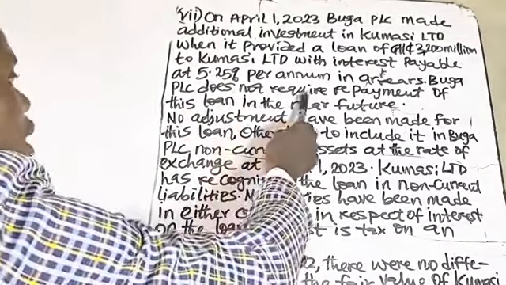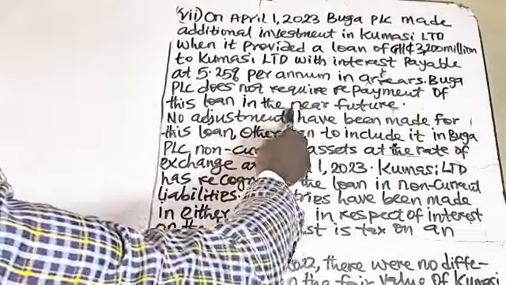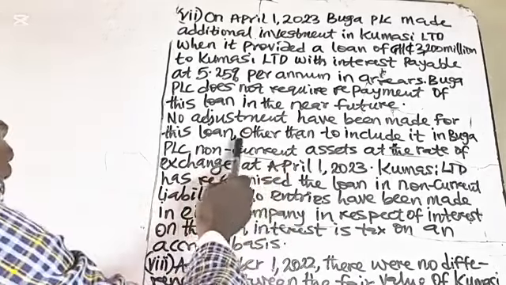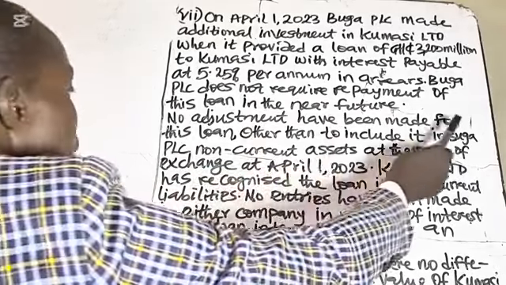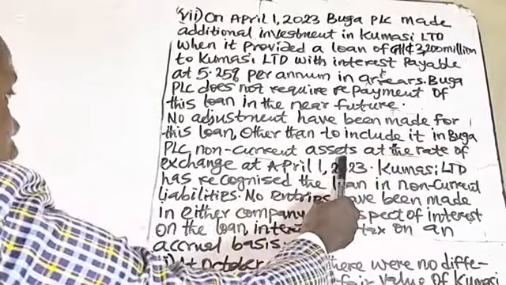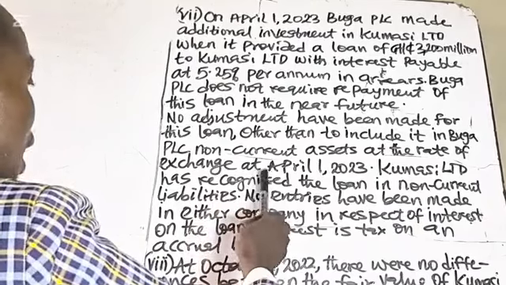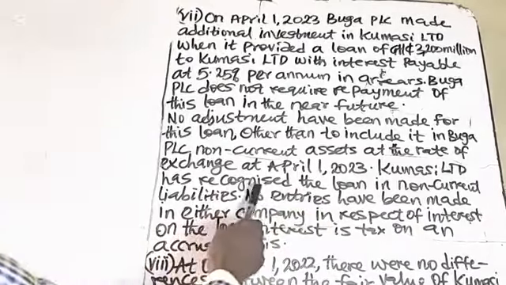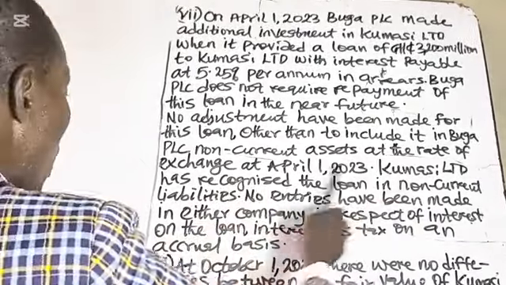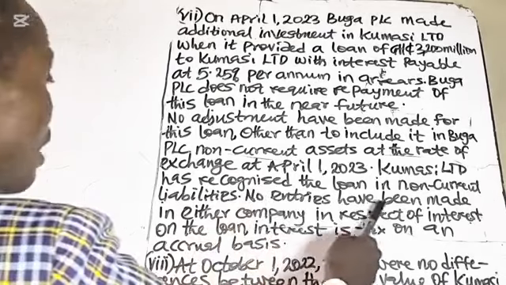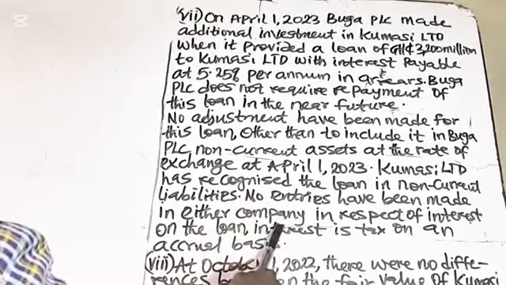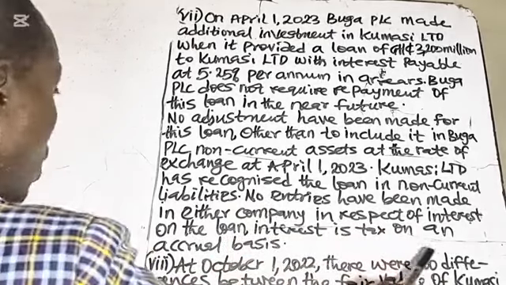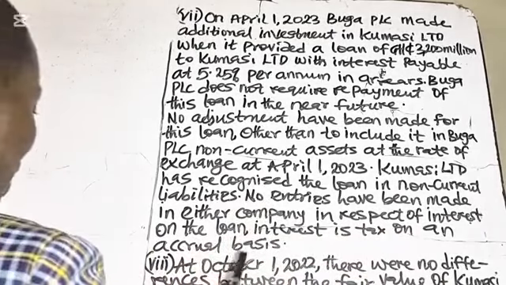Note 7. On April 1st, 2023, Buga PLC made additional investment in Kumasi Limited when it provided a loan of 3.2 billion Ghana cedis to Kumasi Limited with interest payable at 5.25% per annum in arrears. Buga PLC does not require repayment of this loan in the near future.